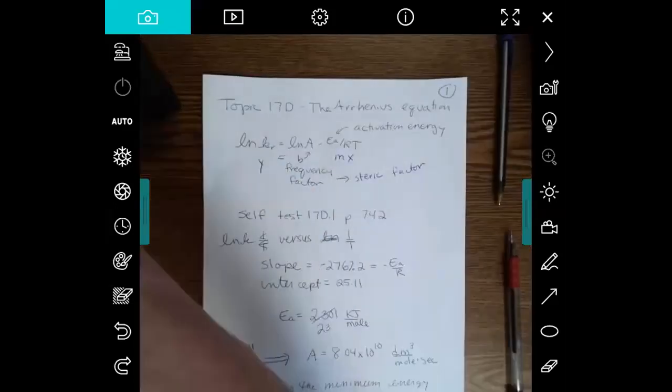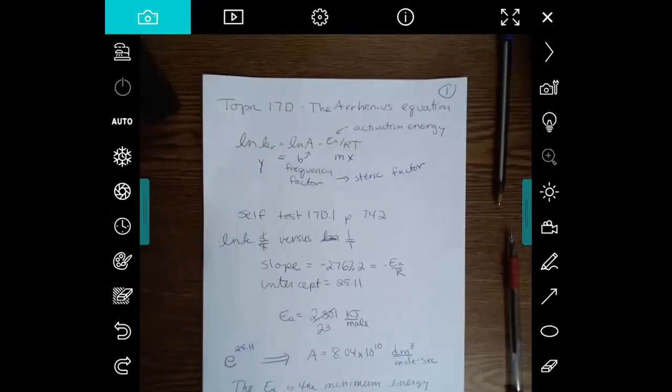So that's all I'm going to talk about from topic 17 or focus 17. You guys are going to present some examples of mechanisms in class for the last couple sections.